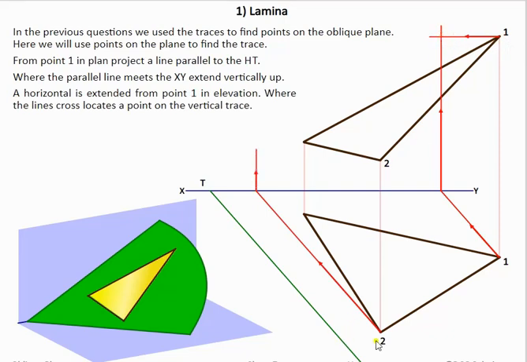Now we can do the same from point 2 here, bring this point up, bring point 2 across. This is another point on our vertical trace, and this here is our vertical trace. Now we only need to do this for one of the points because we have T here, but if we didn't have this trace here, we could have found this vertical trace using this method here of these points here.